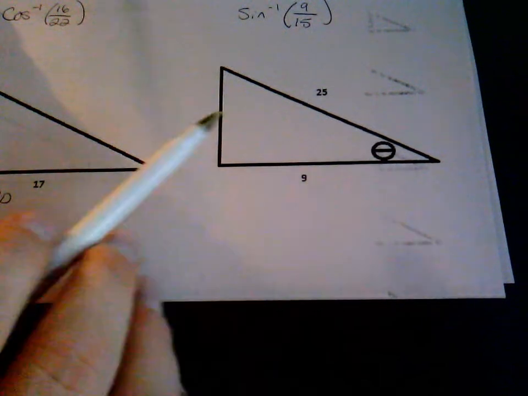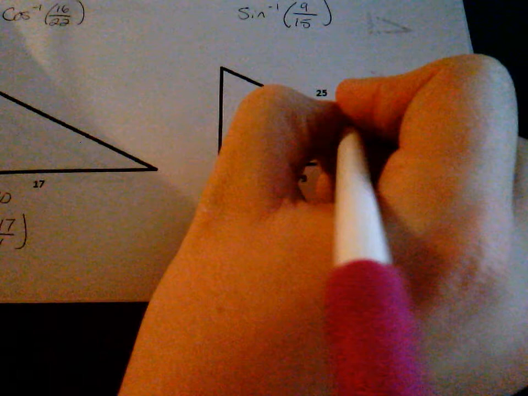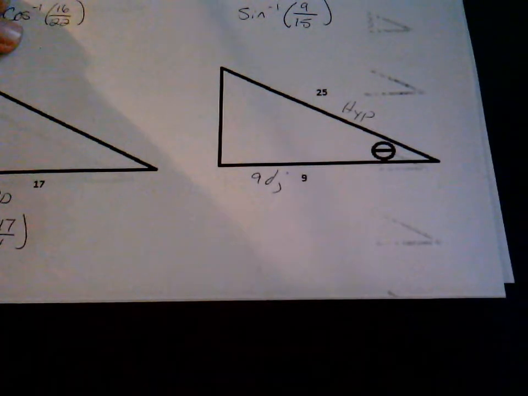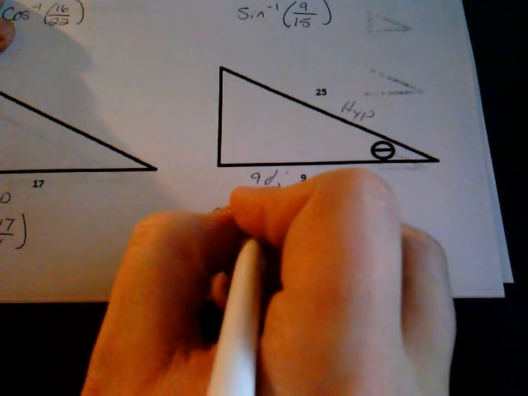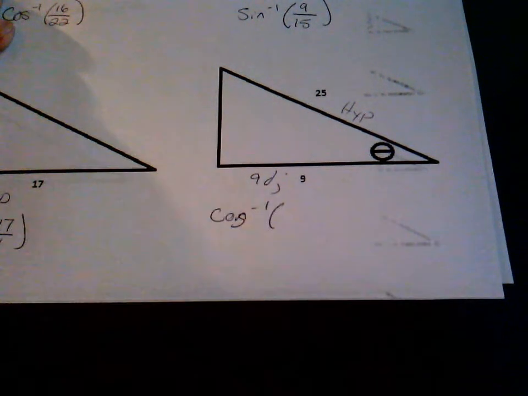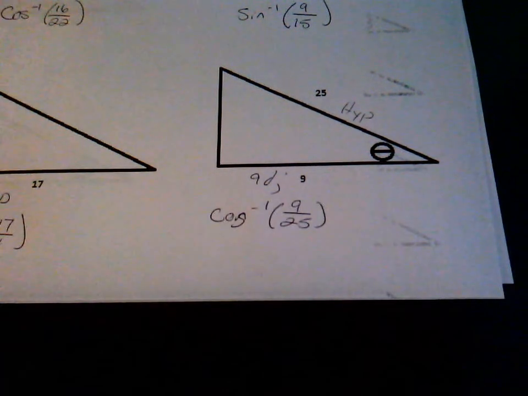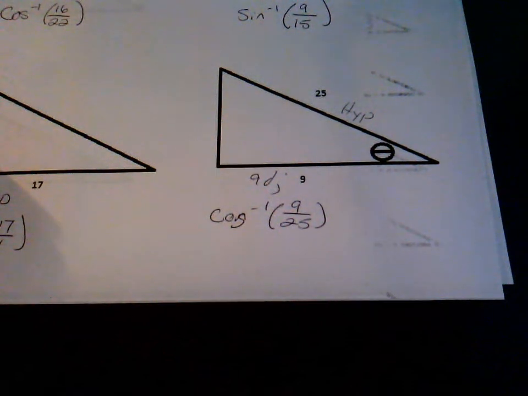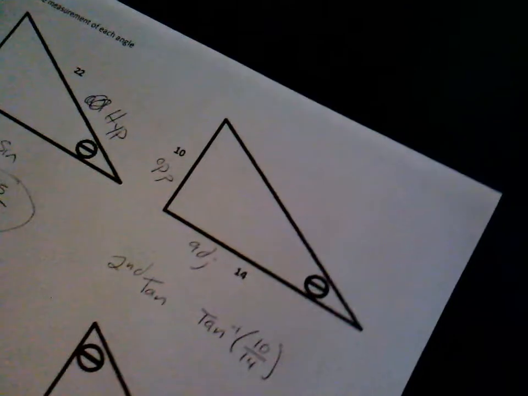Last but not least, this has to be the adjacent. This has to be the hypotenuse. So it's going to be cosine of 9 over 25. Okay, now I want you guys to try these real fast.